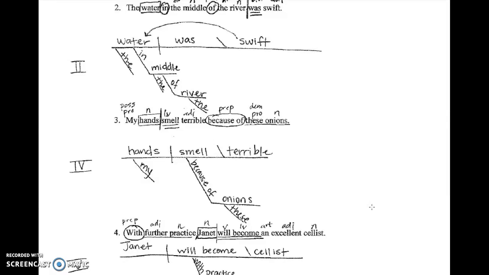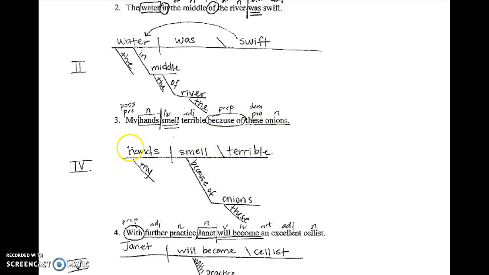Number 3, subject is hands. We have the linking verb smell. Any verb of sense is going to be a linking verb. And then we have the adjective terrible, followed by a prepositional phrase. We have a compound preposition here, because of, is functioning as one unit, so it's going to go on one line, and then the phrase follows.